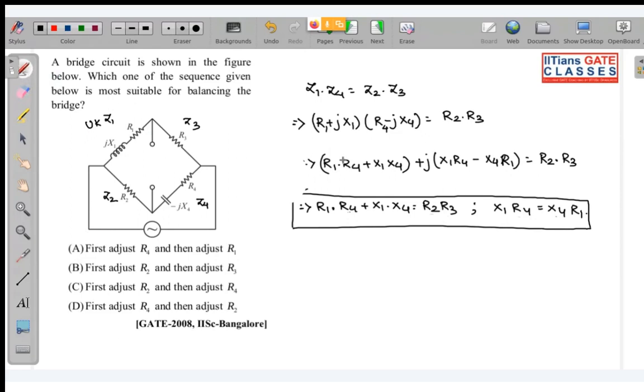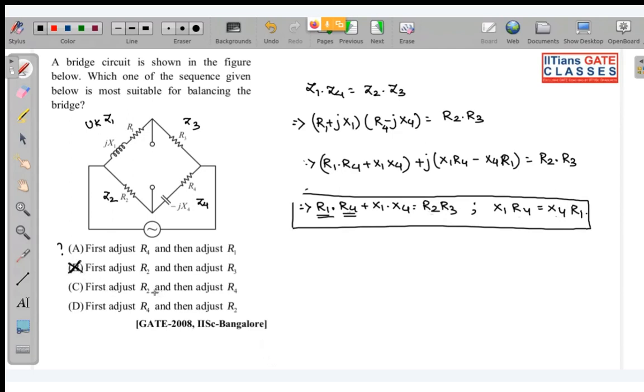Now look, first adjust, they are telling what? First adjust R4, then adjust R1. So you can see R4 and R1, both of them are present over here. Okay. So this can be one of the options. We don't know yet. Option B, first adjust R2, then adjust R3. So R2, R3, it is only present in this equation. It is not present over here. So directly we can neglect this.